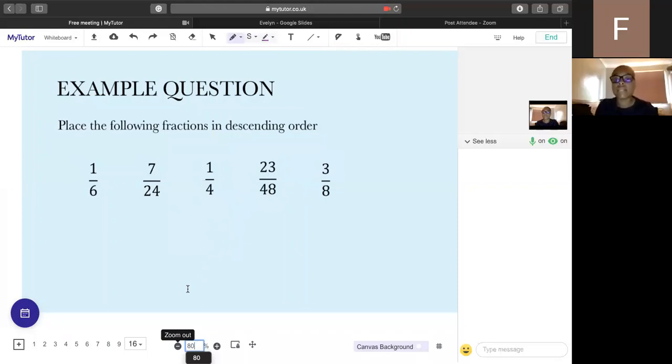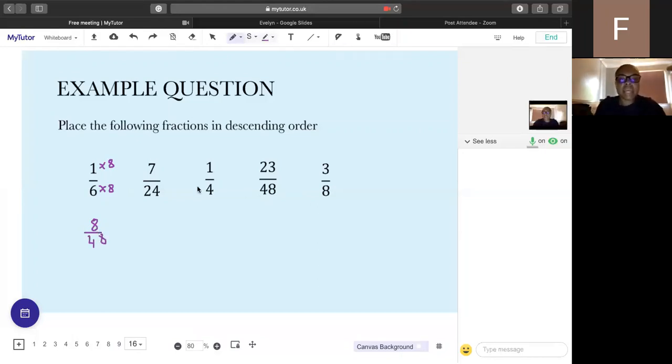So we need to find a common denominator for each of these fractions. All of them are actually factors of 48. 6 goes into 48, 24 goes into 48, 4 and 8 also go into 48, and obviously 48 goes into 48. So to get from 6 to 48, we're going to multiply by 8. So we're going to multiply the numerator and the denominator by 8. So we've got 8 over 48, that's our equivalent fraction.